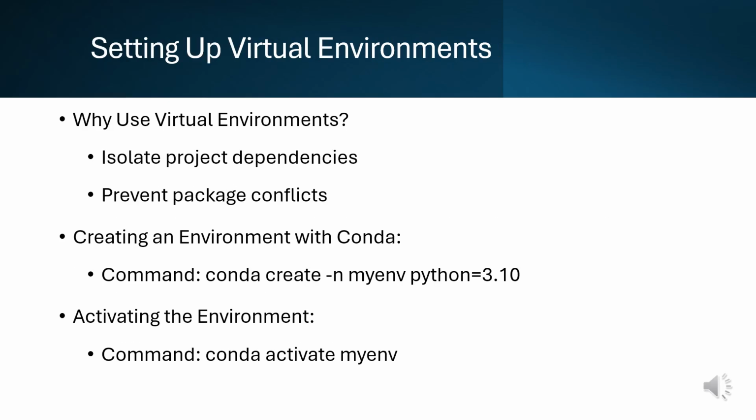Virtual environments are crucial for managing dependencies across different projects. They allow you to isolate packages so that changes in one project don't affect others. Using Conda, you can create a new environment with a specific Python version using the command conda create -n myenv python=3.10. Activate it with conda activate myenv.